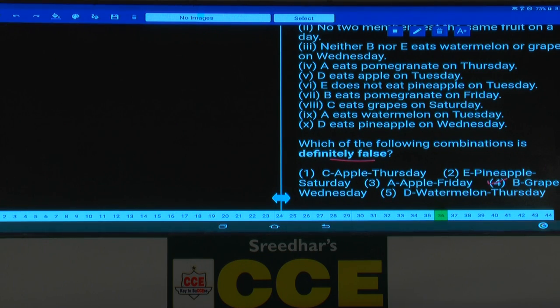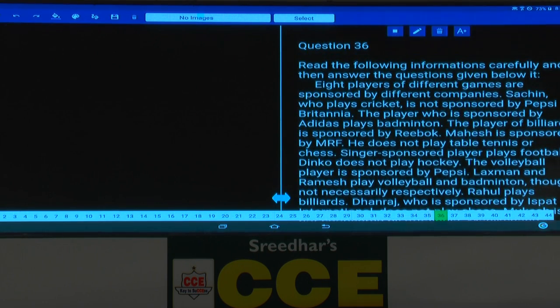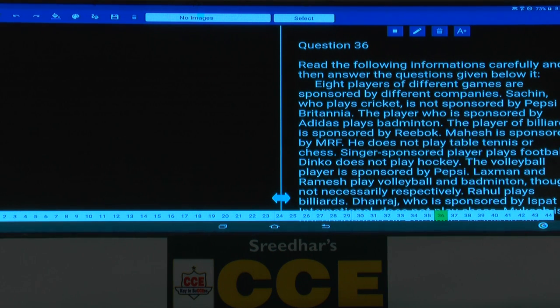Now in this 36 to 40, it is based on what? It again comes under distribution type. Now who are the persons here? 8 players of different games are sponsored by different companies. Now what are the elements that are to be identified here? Players, and the next parameter here? Companies and the game they are playing. Isn't it? Hence how many parameters here? Apart from these players, there are 2 parameters. Hence, first let us finalize the players.